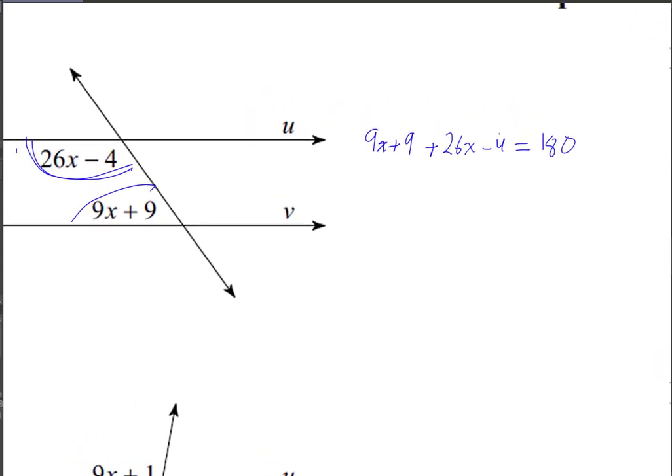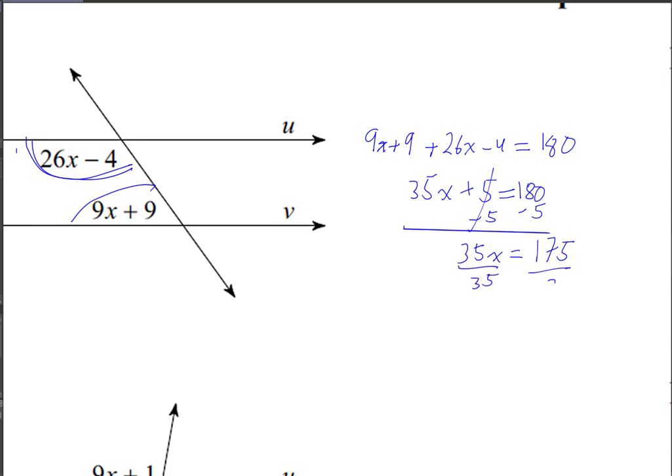And in doing that, I can now simplify, right? 9 plus 26 is going to be 35x plus 5. 9 minus 4 is the plus 5, is equal to 180. All right, then I'm going to subtract 5 from both sides. When I do that, I should get that 35x is equal to 175, right? Alexa, what is 175 divided by 35? 175 divided by 35 is 5.